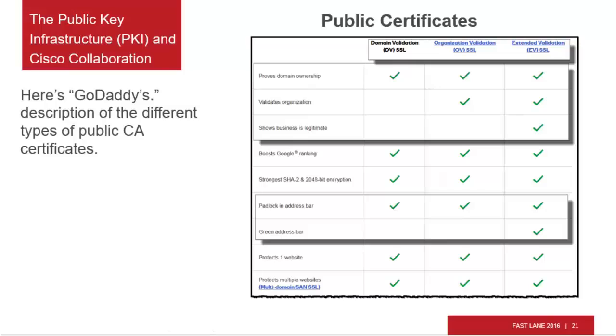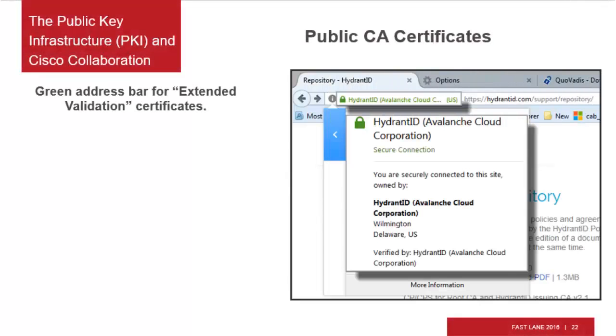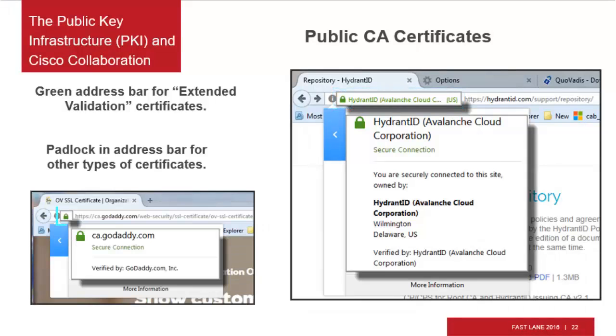Here's GoDaddy's description of the different types of public CA certificates. The different types of certificates reflect the effort the CA spends validating the organization. Domain validation may be a simple check using DNS, while more is done for organizational validation, and still more for extended validation. More validation means more expensive. The amount of validation that is done is reflected in the web browsers of clients connecting to your server. We get either a padlock or a green address bar, depending on the validation. You will see a green address bar for extended validation certificates, in addition to the green padlock. You will see a green padlock in the address bar for the other types of certificates.